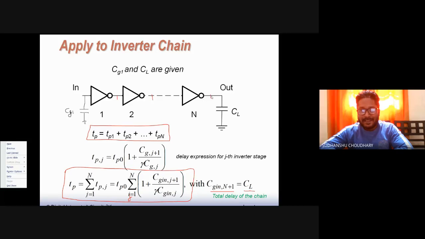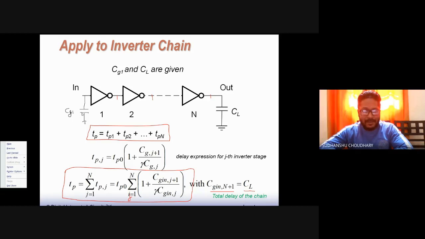So CG in n plus 1 will be equal to the input capacitance which would be present here if some inverter was present. But there is no inverter present here after n. So we'll say CG in n plus 1 is equal to CL. And CG1 is given to us.